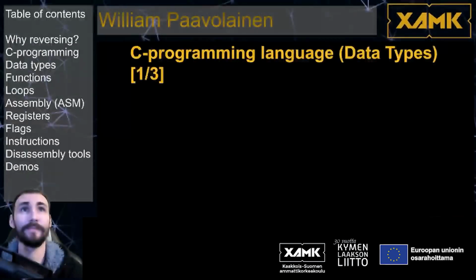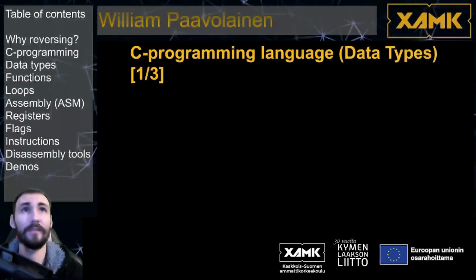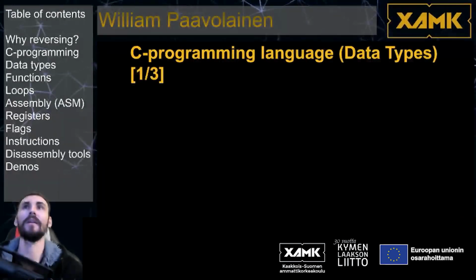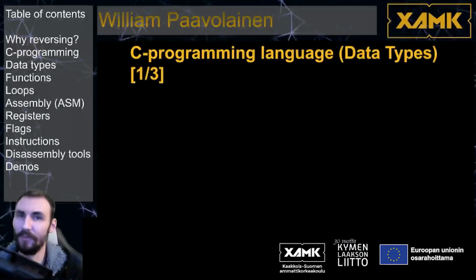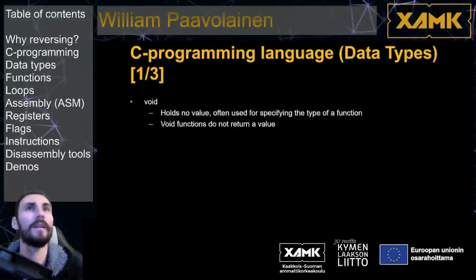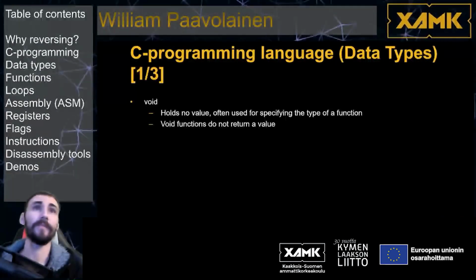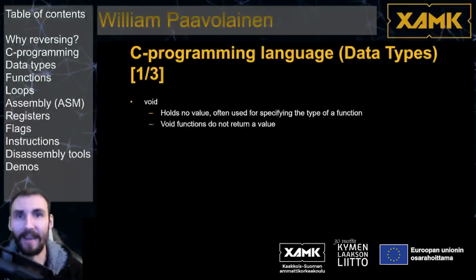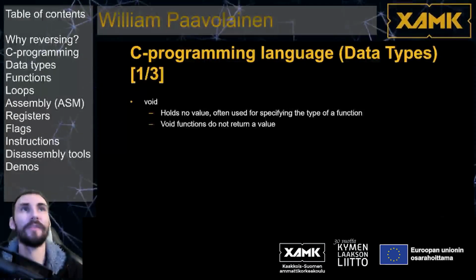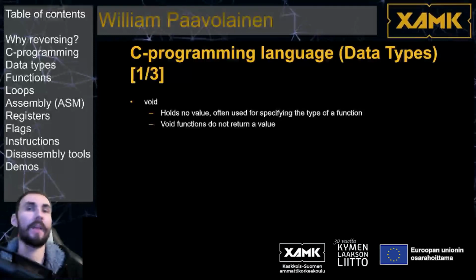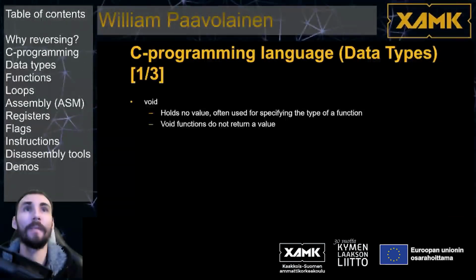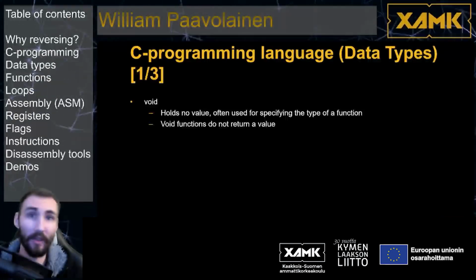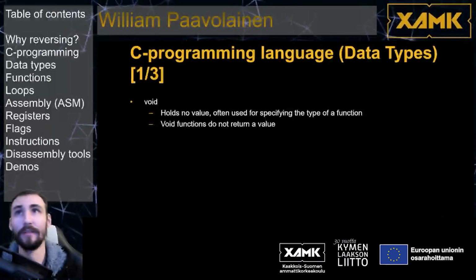But yeah, let's dive into the C programming language. We'll start from data types. We are just going to look through a few of these, not too many, starting with void. So void holds no value whatsoever. It's often used for specifying a type of function, for example, void type functions. Void functions also do not return a value by themselves.